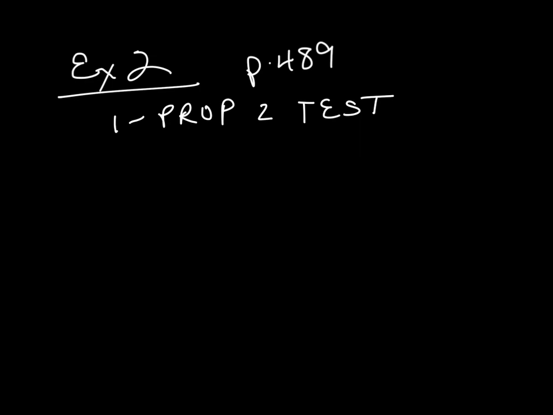Technically, we would have to make sure that our 3 criteria are met. Simple random sample. The problem told me this sample was a simple random sample. Number 2, n times p naught times 1 minus p naught greater than or equal to 10. And number 3, n less than or equal to 0.05 times big N. But to save us a little time, I want you to assume on this problem that those 3 are met. So let's assume that we can perform this test.